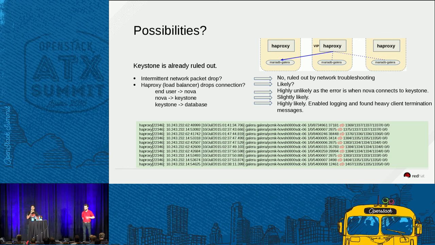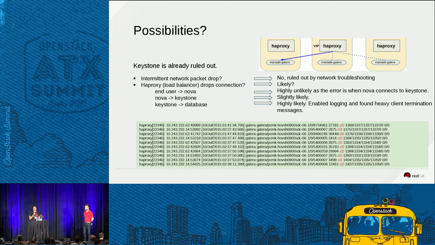We tried to enable HAProxy debug logging to understand if there is any problem in these two communications. And when we enabled it, we saw a lot of connections between Keystone and the MariaDB Galera database server being terminated with CD status. CD means a client timeout. Within HAProxy, we configure a client timeout, and if HAProxy cannot serve the request during that client timeout, HAProxy will close the client connection.